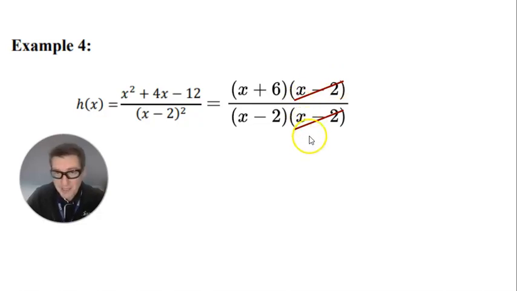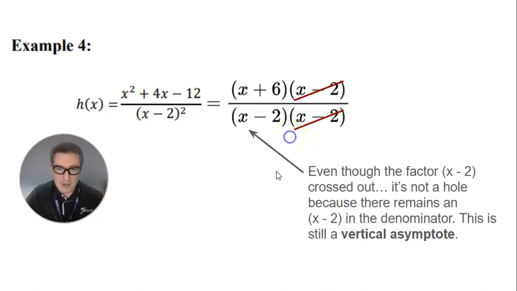Now, normally, this would mean a hole. But in this situation, since I still have an x minus 2 remaining in the denominator, it is still going to be a vertical asymptote. And with that information, you should be able to complete example 4 on your own and check the key to see if you are correct.